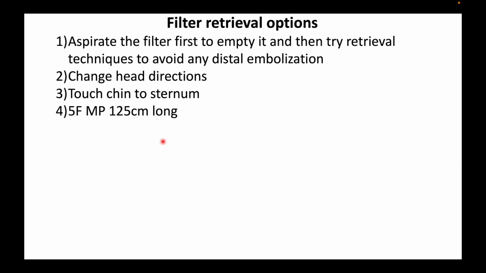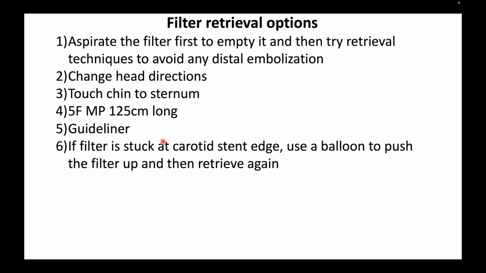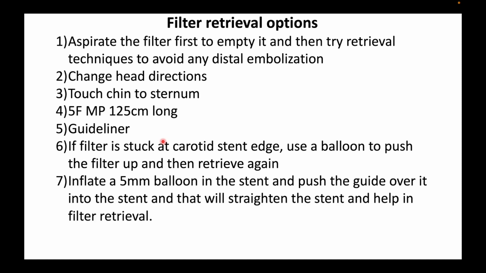Otherwise, you can even try to take a 5 French multipurpose 125 centimeter long diagnostic catheter and use that to go and capture the filter. You can use a guide liner to do that. And if on the way back the filter is partially captured and gets stuck onto the distal end of the carotid stent, then don't pull it any further. Leave it at that, take a balloon in and push the filter back into the internal carotid artery so that it gets released from behind the stent struts, and then recapture it completely and take it through the stent.